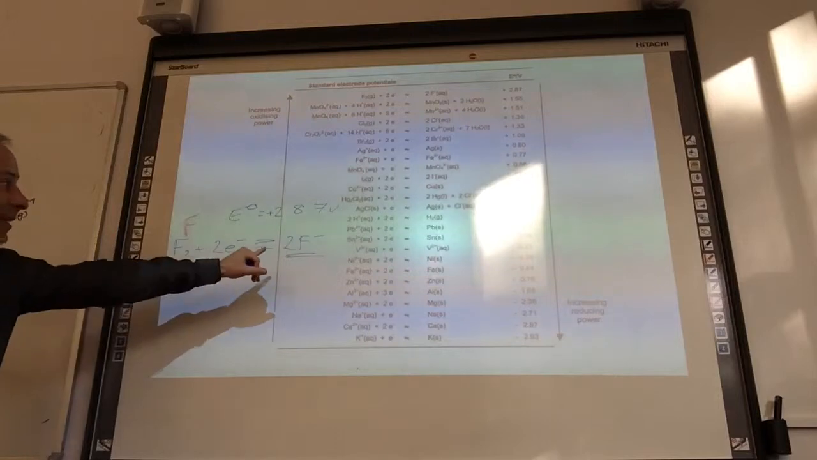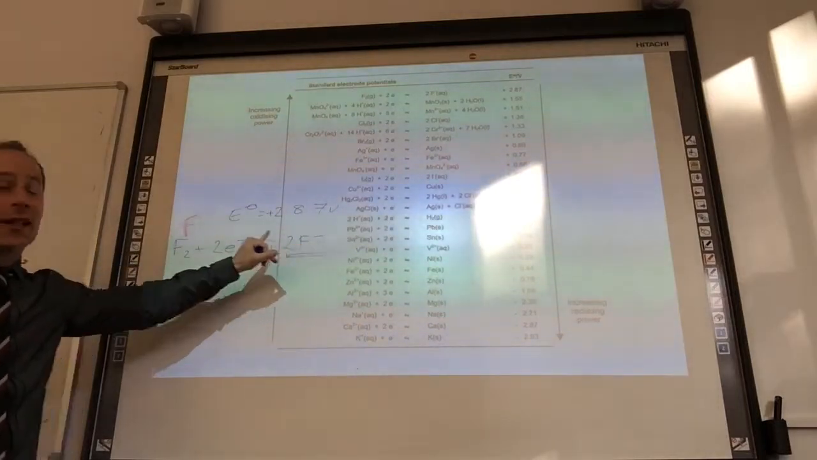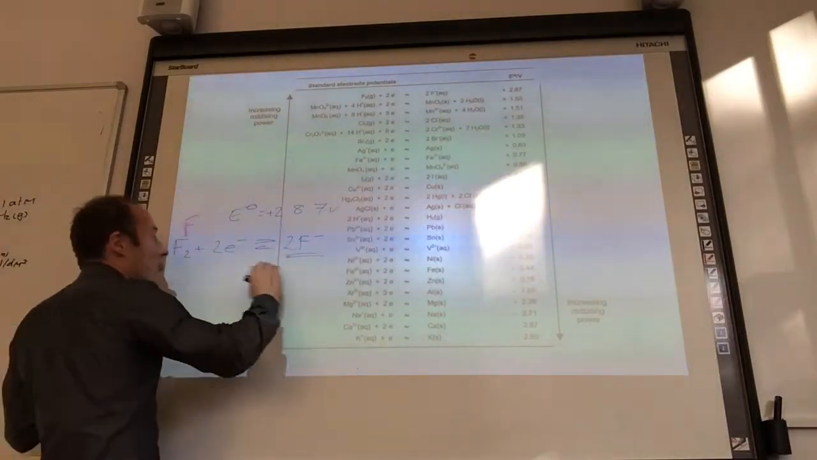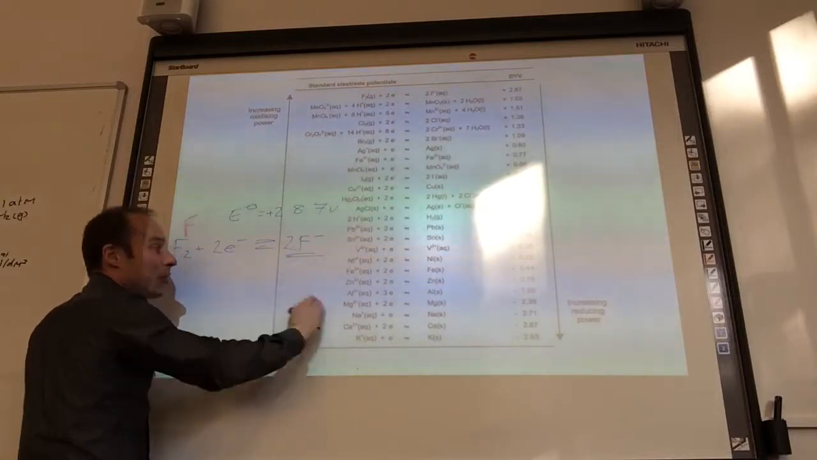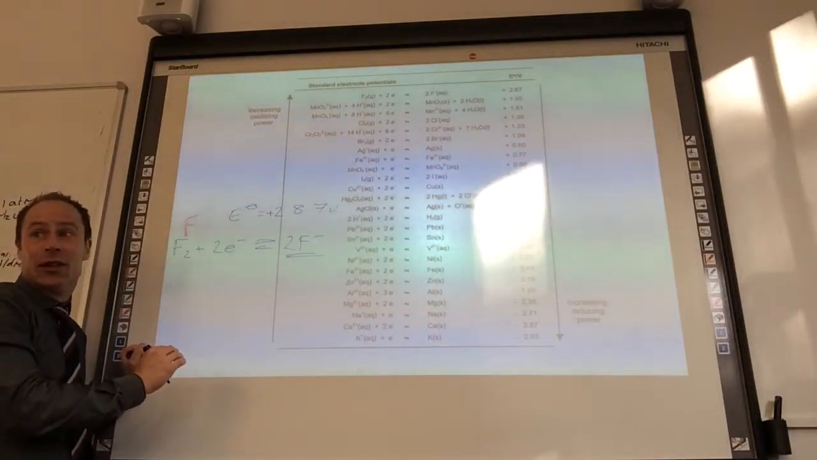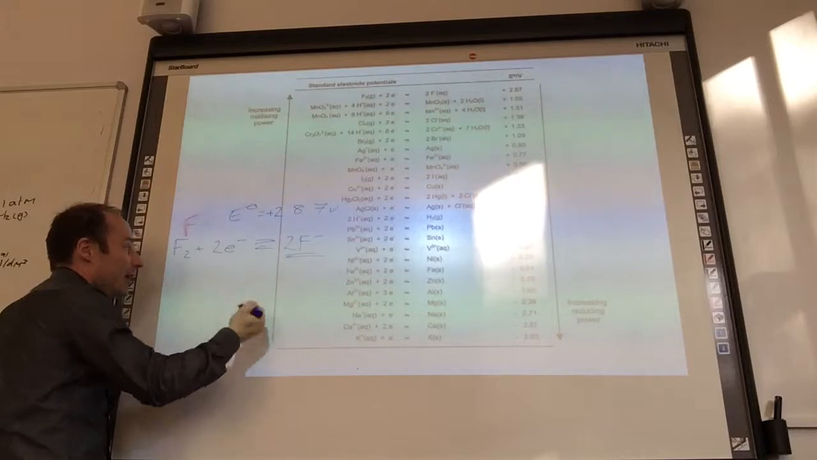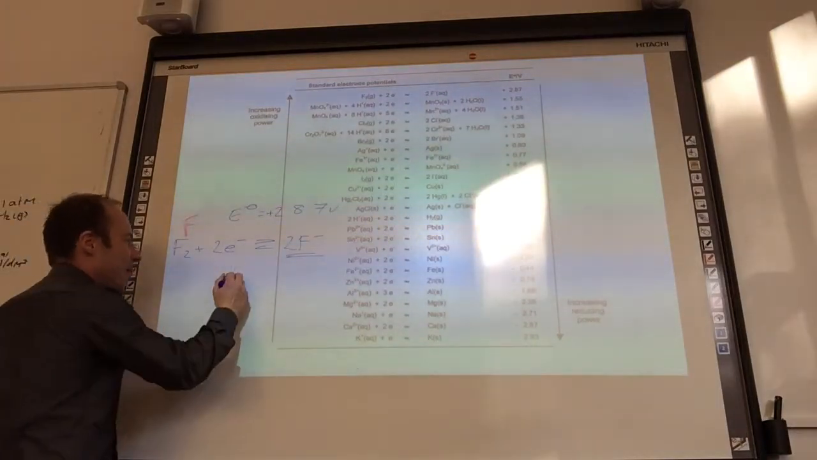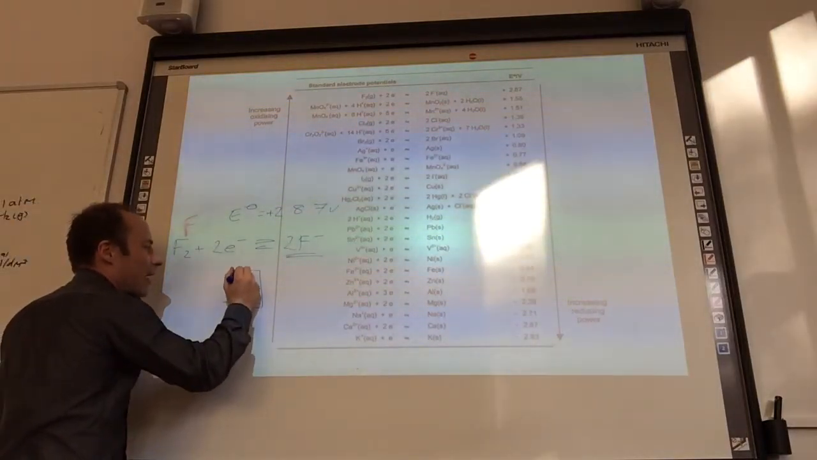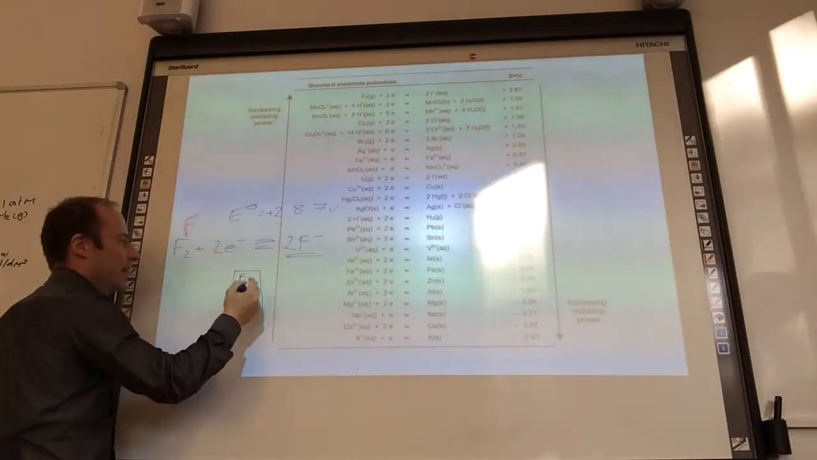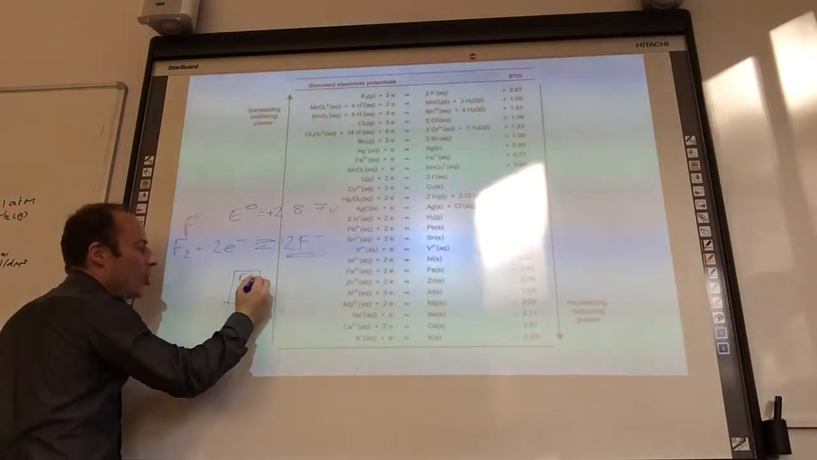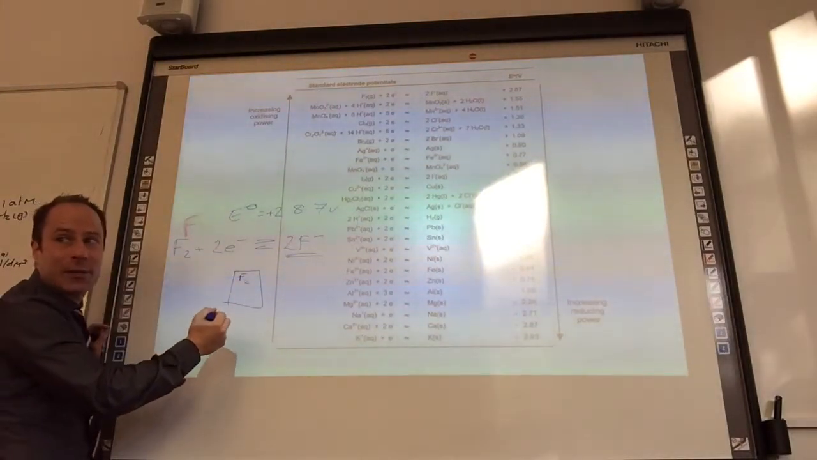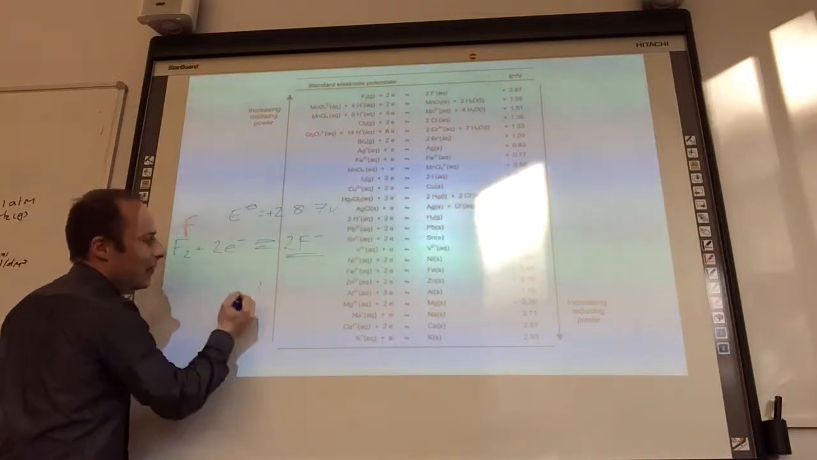First of all, that makes sense because it wants to be fluoride ion. But secondly, if it's to the right, it means I've removed electrons from my electrode. So if we had my fluorine electrode, it means that it's lost electrons. It's become positive.